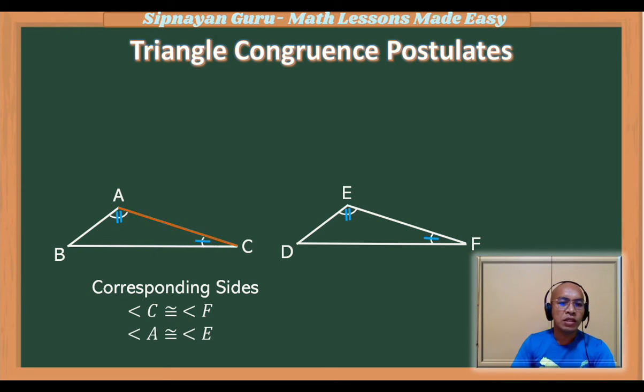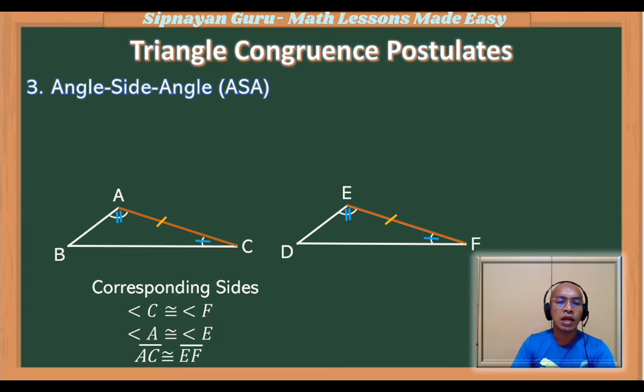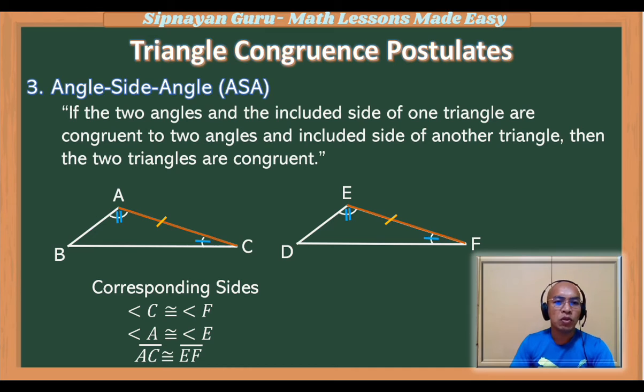Now, its included side is side AC and side EF respectively, and they are also congruent. Now, we can state that these two triangles are congruent by the angle-side-angle postulate. The angle-side-angle postulate states that if the two angles and the included side of one triangle are congruent to the two angles and included side of another triangle, then the two triangles are congruent.